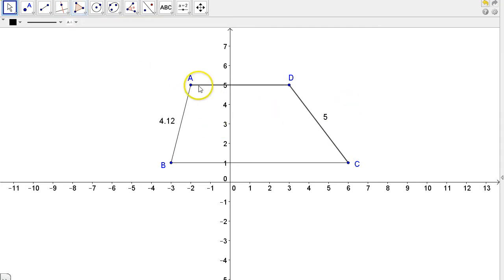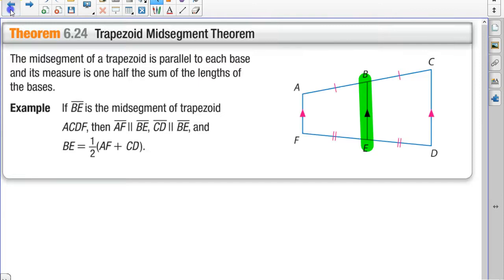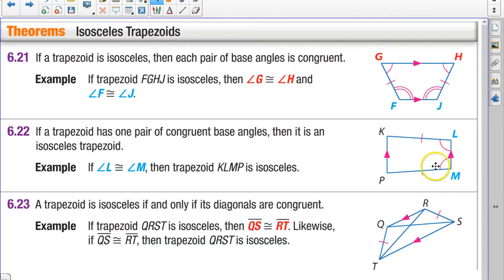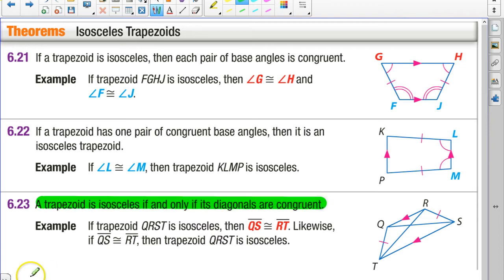Now I would use the distance formula to do that, so I'd find the distance between A and B and the distance between D and C and show that they're different. Another thing you could do as well, which still requires the distance formula, is find the distance between AC and DB and show that those are not congruent, because if it is an isosceles trapezoid, the diagonals are congruent. So these are not. It fails that test. Okay. All right, so that's that problem.